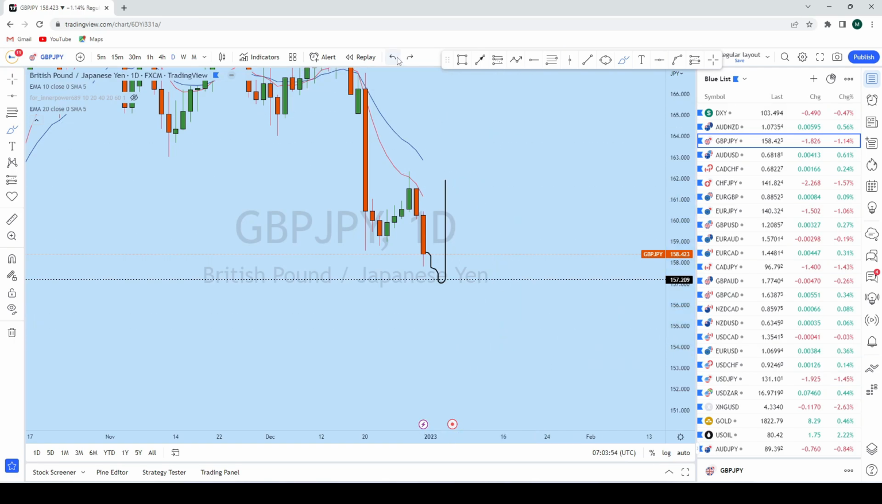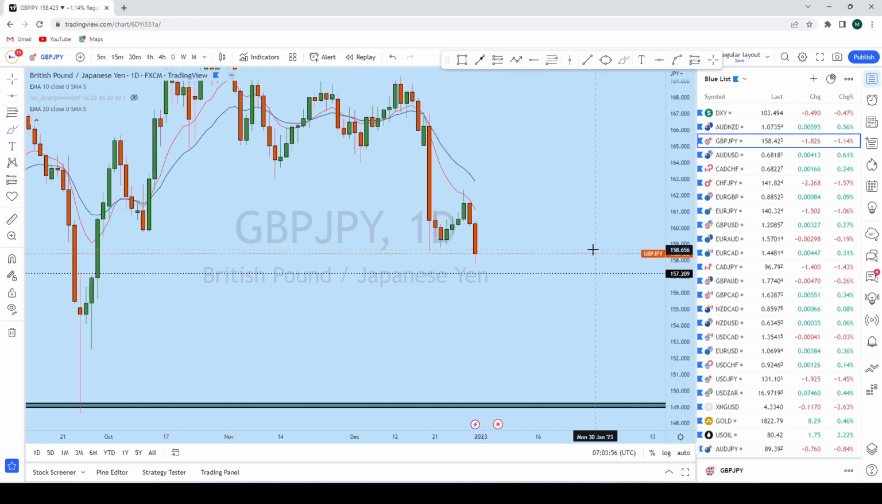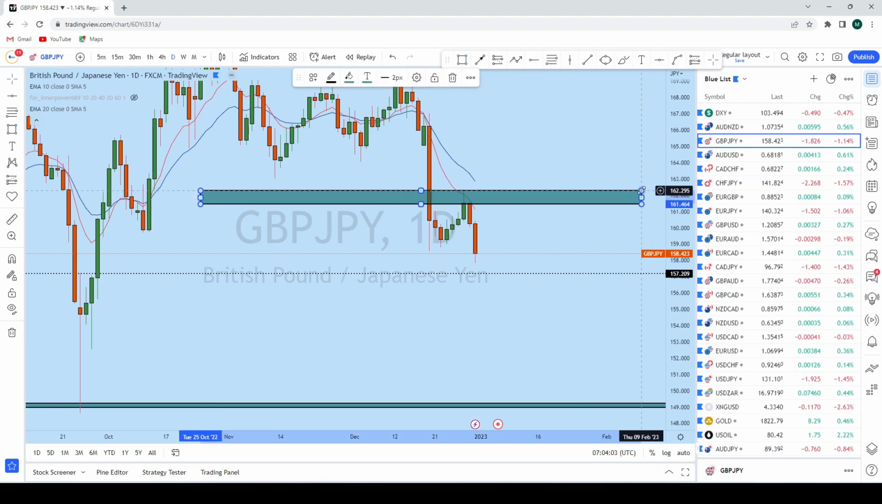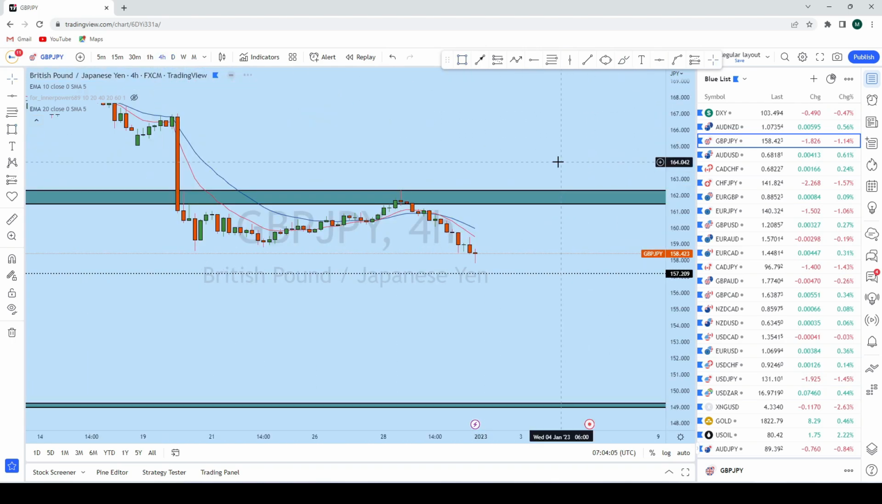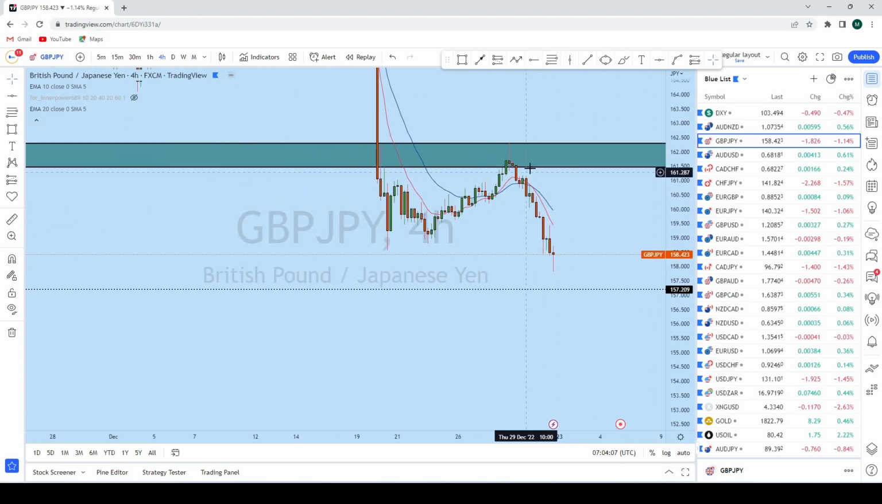From this zone we could see GBPJPY coming back down. Now as this is a long-term bearish market, we will only be considering going short on GBPJPY. But if we draw all these levels and zones, then what we see on the lower time frame is that GBPJPY has already created a strong move. Now still it is locally bearish.